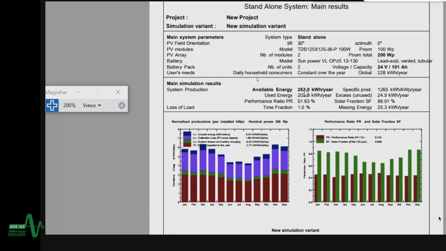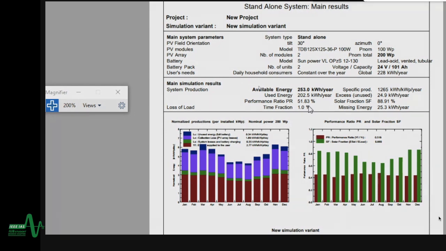Here as you can see, the available energy is 253 kilowatt hour per year. The used amount of energy is 202.5 kilowatt hour per year, and the excess unused energy is 24.9 kilowatt hour per year. So it's huge. It's not good, because 24.9 kilowatt hour per year is actually unused. And the reason is the batteries actually. The performance ratio is so low, I would say 51.8, not so good, not so bad, since it's a little bit higher than 50%.